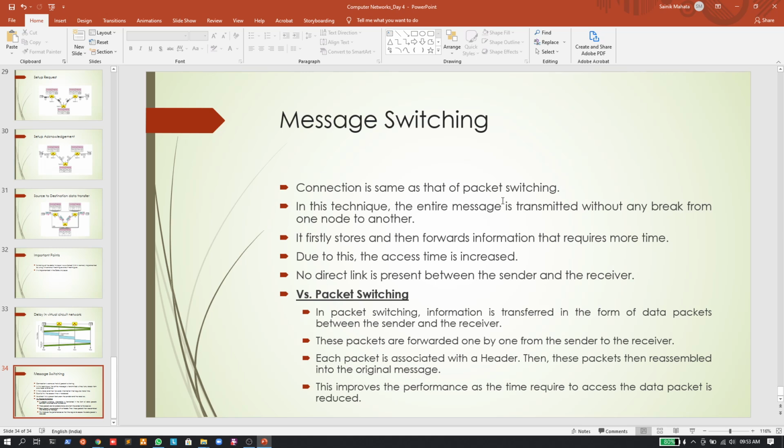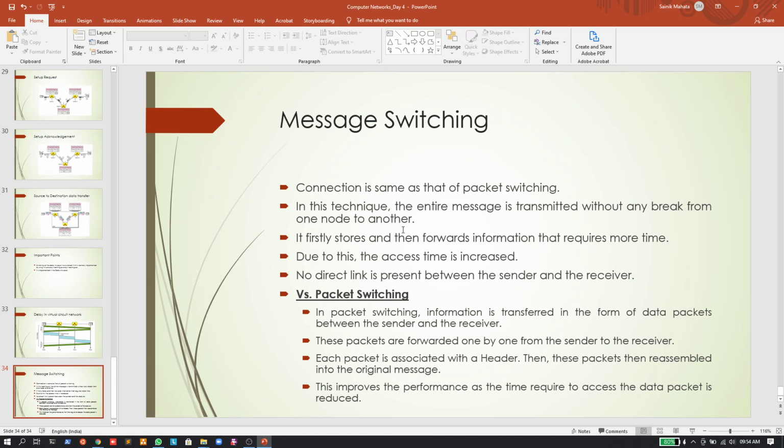It will depend on the switches how the network is being set up and how the transfer of the data happens. So the connection of a message switching network is exactly the same as that of a packet switching network. But in this technique, the entire message is transmitted without any break from one node to another.